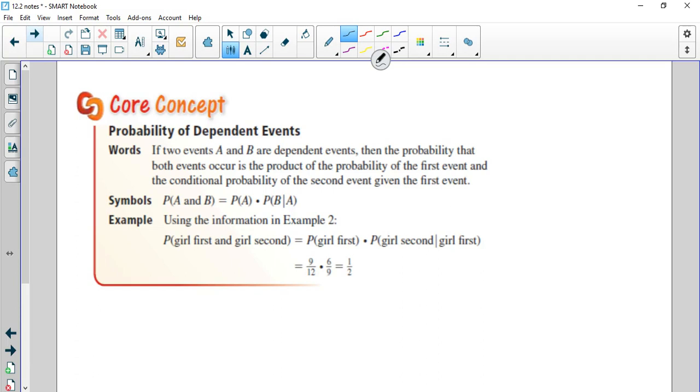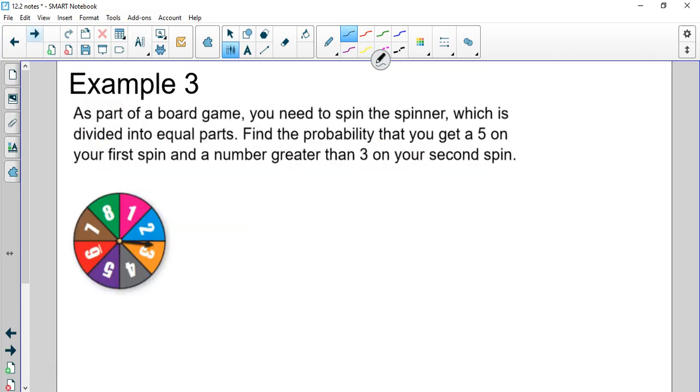So looking at example 2 that we just did, probability of a girl first and a girl second. Well, first you take the probability of girl first, which was 9 out of 12. Then a girl second, given that we had a girl first. Because once you pick that girl, she's not in the running. So it actually changes the numbers. So that's 6 out of 9, and therefore that's 2/3. A little confusing at first, I understand. It'll make more sense as we dive into it.